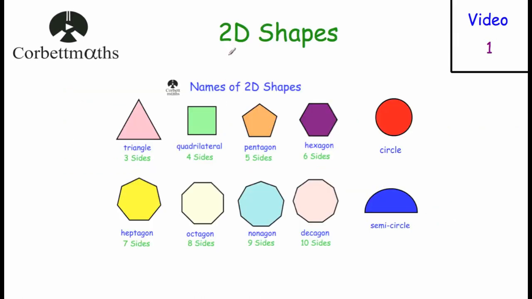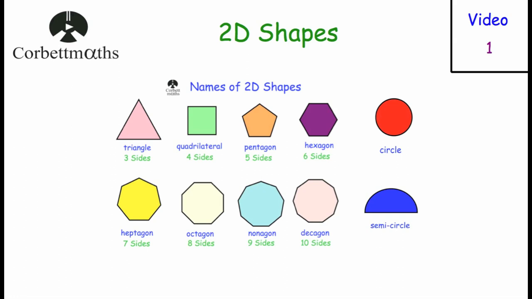Right, so let's move on to our geometry or shape, space and measure topics. So this is video number one, which is names of 2D shapes. It's very important to know the names of the different 2D shapes. So let's start off with our polygons. We've got our triangle, which is a three-sided shape, quadrilateral, four sides, pentagon, that's five sides. If it's got six sides, it's a hexagon, seven sides, a heptagon, eight sides, octagon, nine sides, nonagon, and 10 sides, decagon. Also, make sure you know your circle, semicircle, and so on.